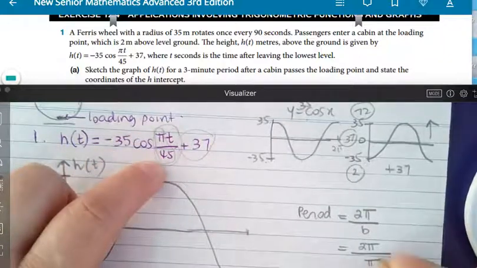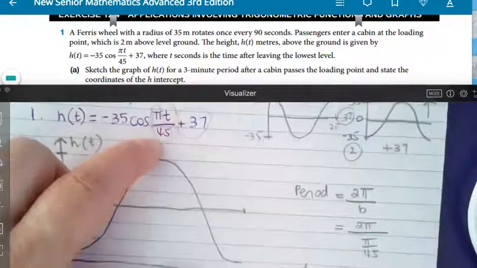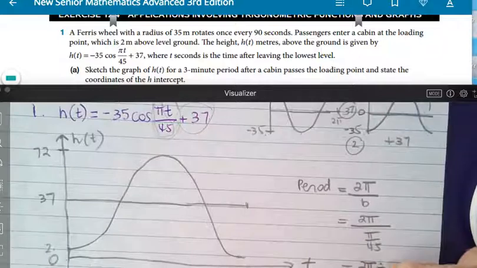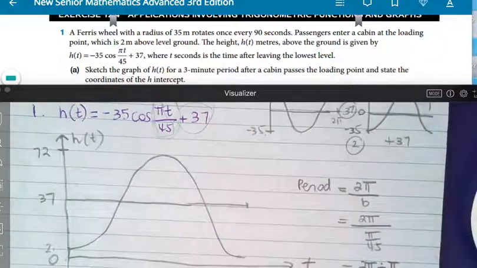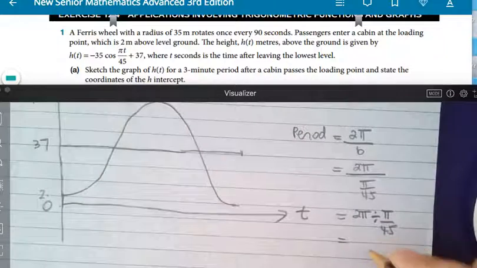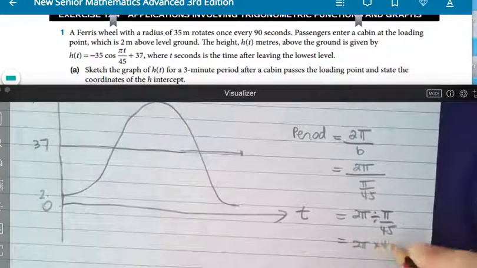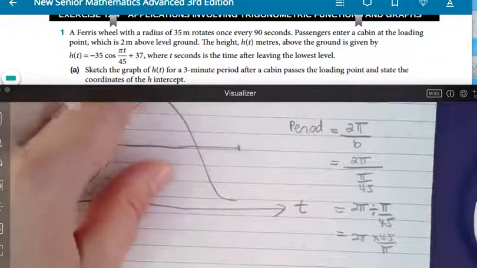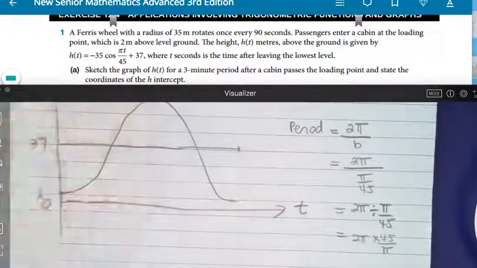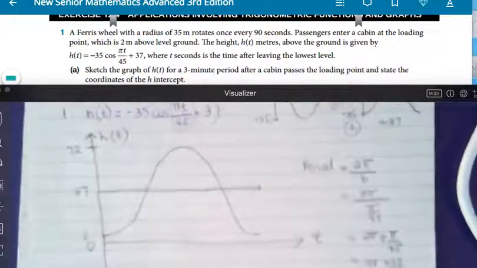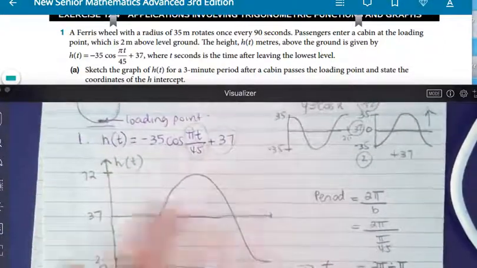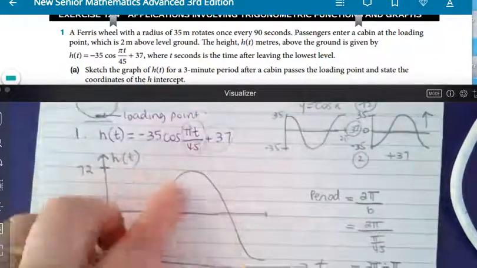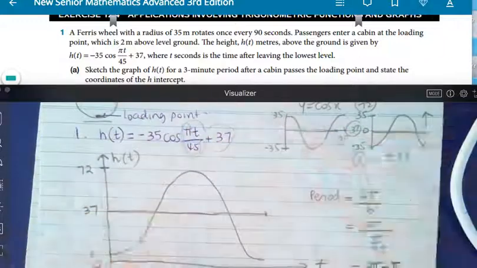Pi on 45. Now to divide it, so it's 2 pi divided by pi on 45. Isn't that 2 pi times 45 on pi? It's 2 pi on the coefficient of the x. The thing is, we don't have an x-axis now. We have a t-axis. We don't have y and x. We've got h and t instead of y and x. So it's h and t. The coefficient of the t is pi on 45.